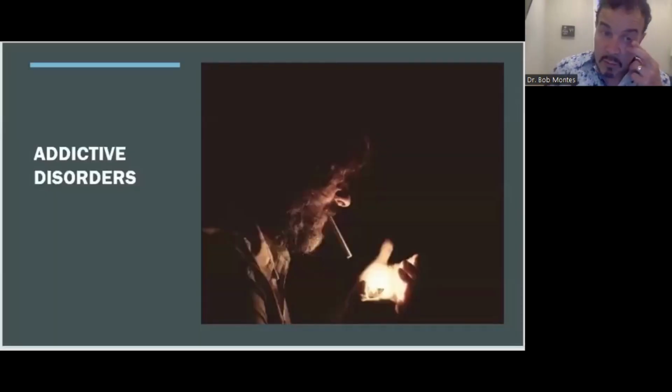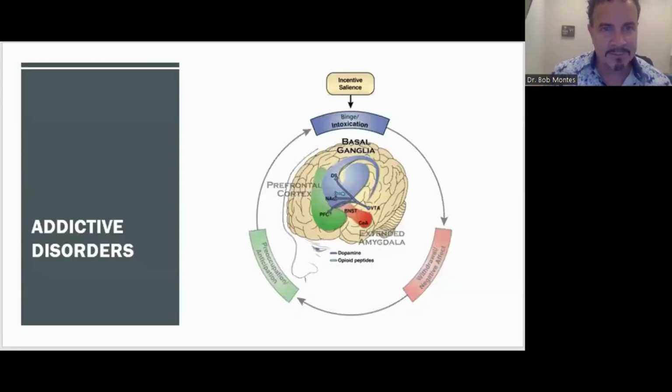We can also work with addictive disorders. Now, the addictive brain is not necessarily due to a lack of discipline, but we do find that brain training works to normalize what is dysfunctional in the brain. And that's because we're identifying the reward network in the brain. So this usually includes the amygdala and hippocampus.